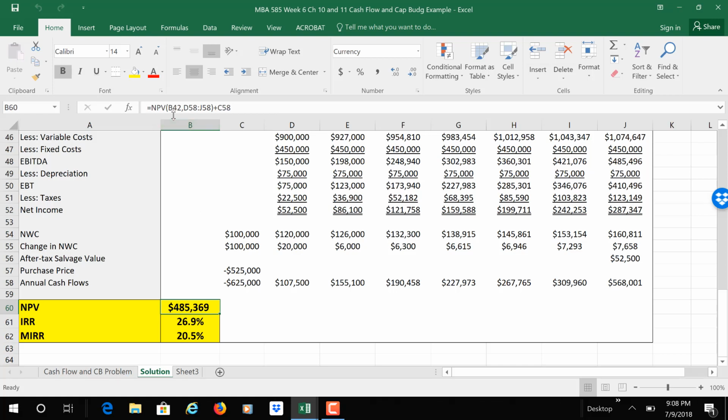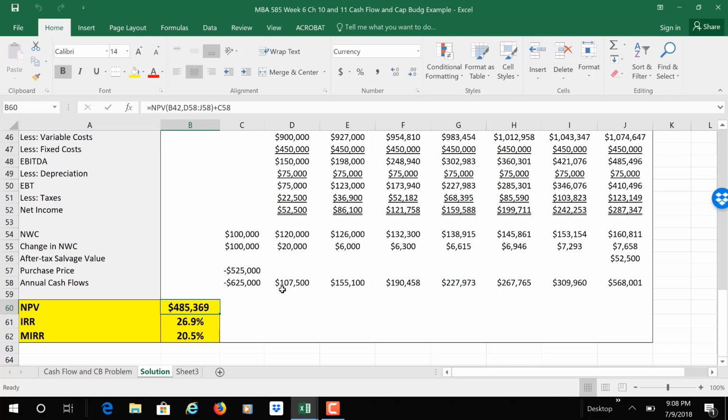Interest rate B42, that's the 11% required rate of return that was provided as an assumption. Cash flows run from cell D58 to J58. That's the first inflow, the year 1 inflow, to the year 7 inflow. We do not include that initial investment in that amount. When I put in D58, NPV will discount that cash flow for 1 period. If we started with our initial investment, NPV would discount that for 1 period.